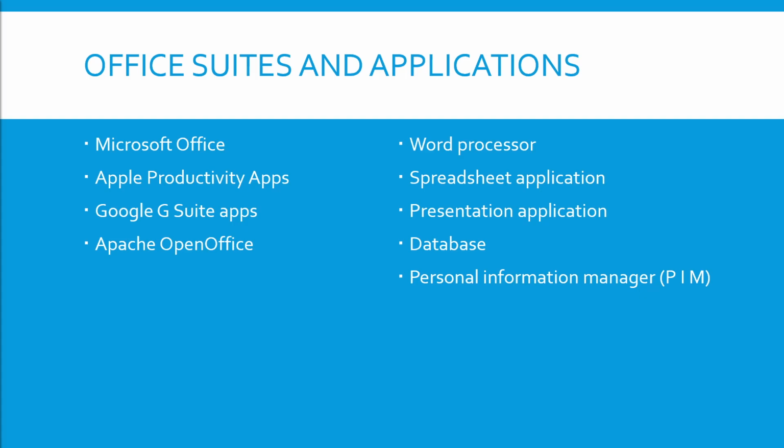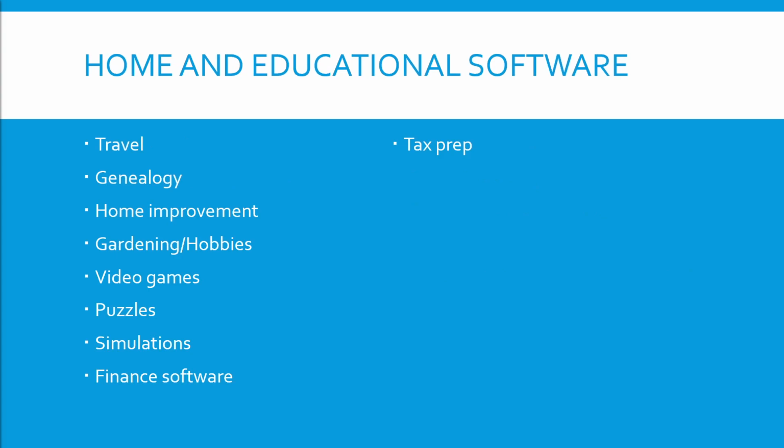So kind of nice. Now, when it comes to home and educational software, I just have a list up on the screen. These are all things that you might use at your house. Travel stuff, genealogy, home improvement, gardening, hobbies, video games, puzzles, simulations, finance software, tax prep. Here I am just reading off the screen. But anyway, it's just a list. Now, obviously, your stuff goes on from here. Tax prep and finance software might not be something that you guys have dealt with yet.